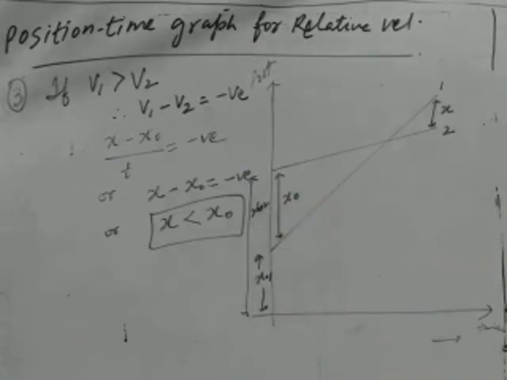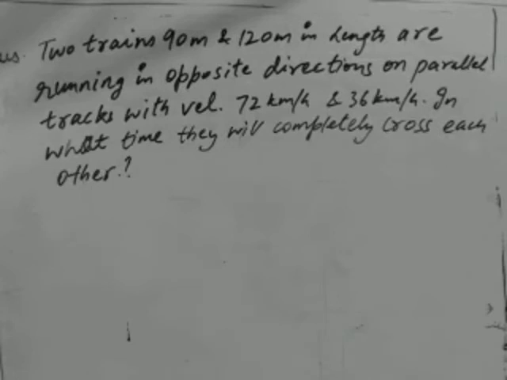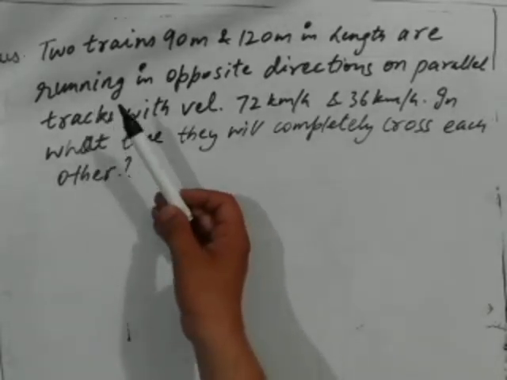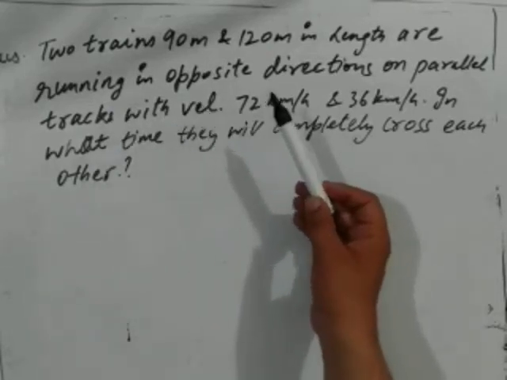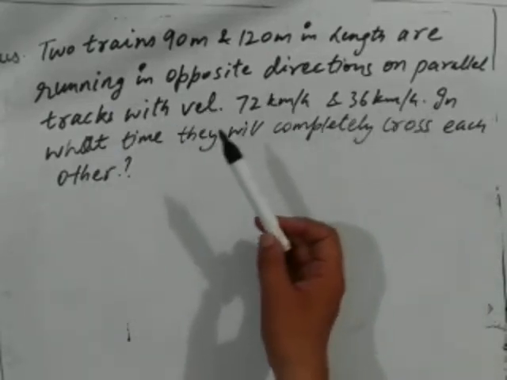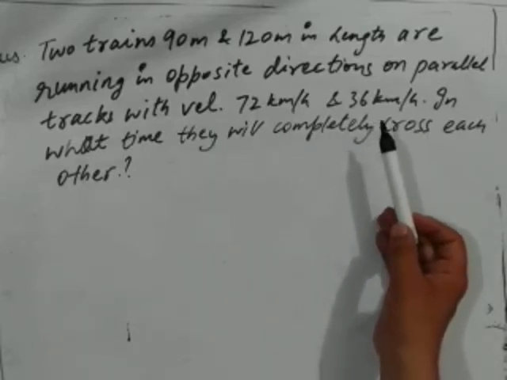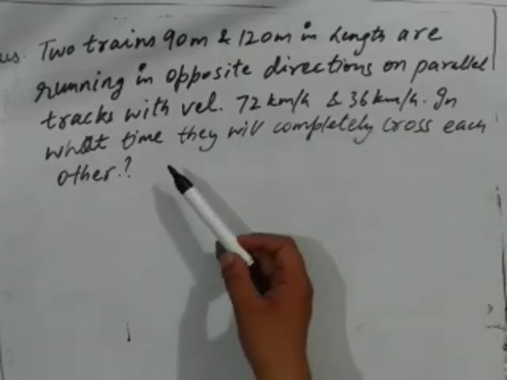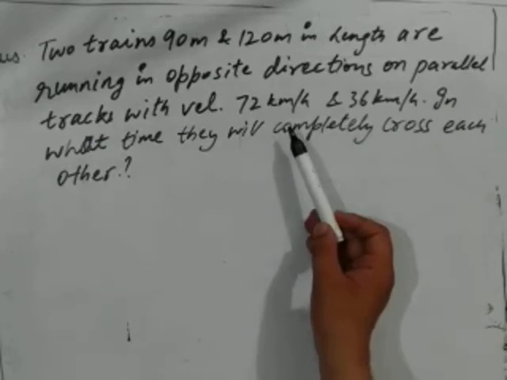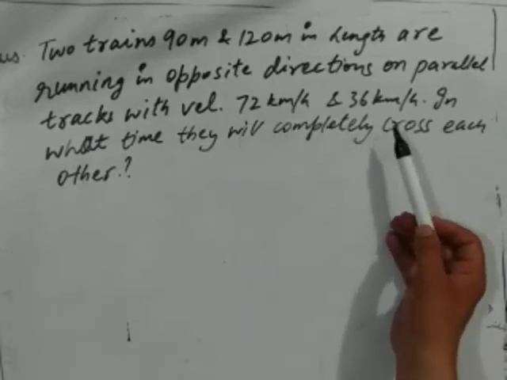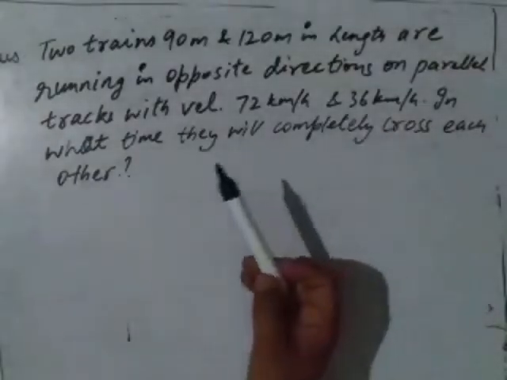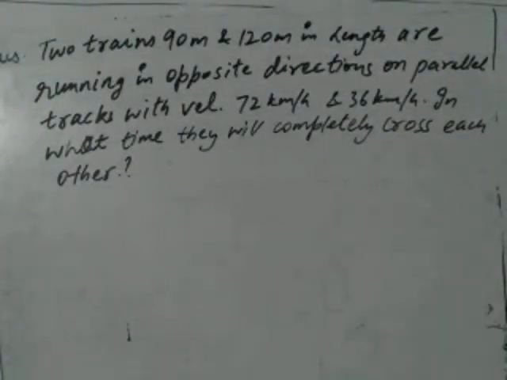Now we will use the concept of relative velocity to calculate certain numericals. Take an example. Two trains 90 meter and 120 meter in length are running in opposite directions on parallel tracks with velocity 72 km per hour and 36 km per hour. Now, in what time will they completely cross each other?